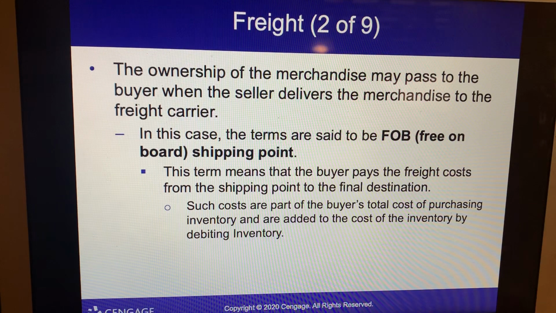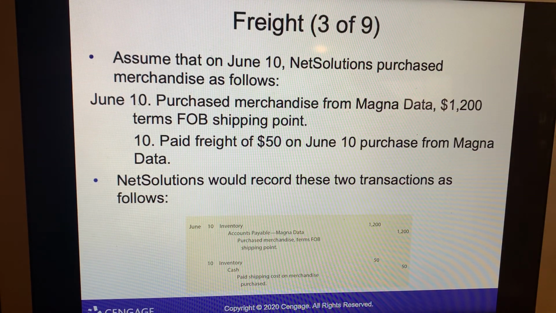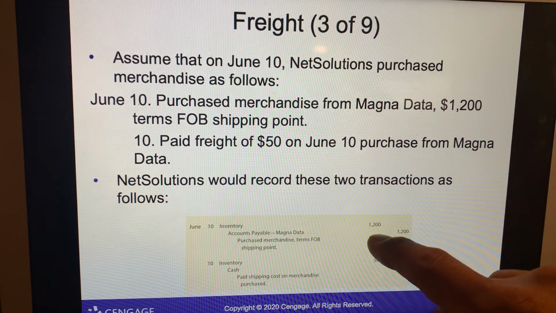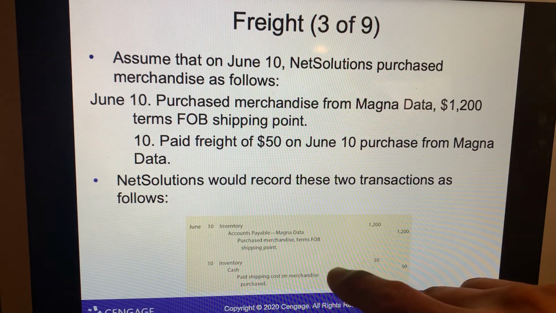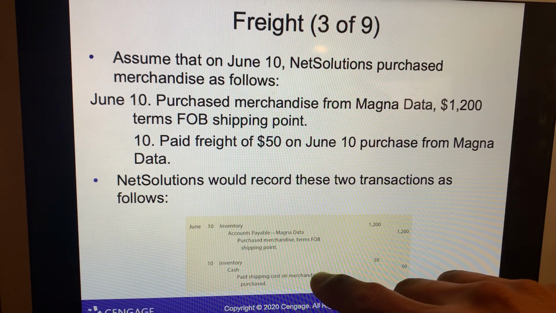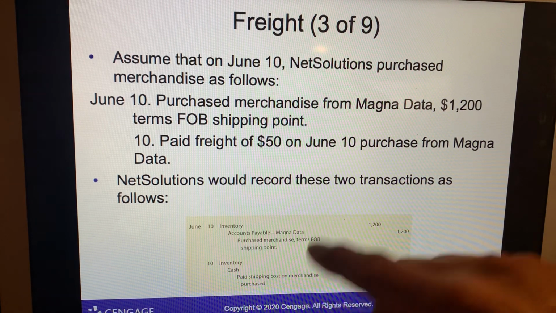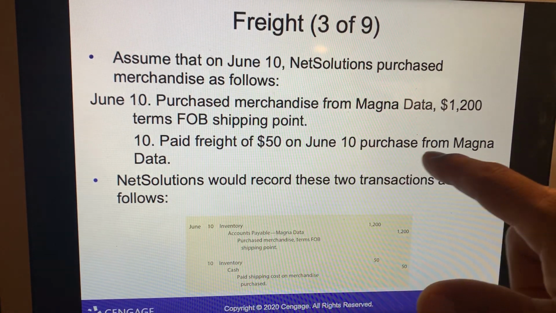So FOB shipping point is free on board. The term means that the buyer pays the freight costs from the shipping point to the final destination. Such costs are part of the buyer's total cost of purchasing inventory and are added to the cost of the inventory by debiting inventory. So here's what that would look like. Inventory 1,200, accounts payable 1,200, and then inventory 50, cash 50, and that's paid shipping costs on merchandise. So that's here, paid $50 on June 10th purchase from Magna Data.